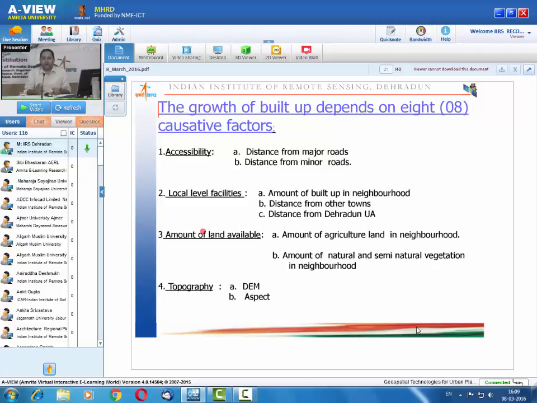The third is the amount of land available, that is the amount of agricultural land in the neighborhood, and the amount of natural and semi-natural vegetation in the neighborhood. And the fourth factor is the DEM and the aspect. So we have increased these 2 factors, because for a piece of land situated outside the municipal area, the growth is also governed by the distance from the city or from the nearest town. So 2 more factors when determining the causative factors for the growth of built up areas.